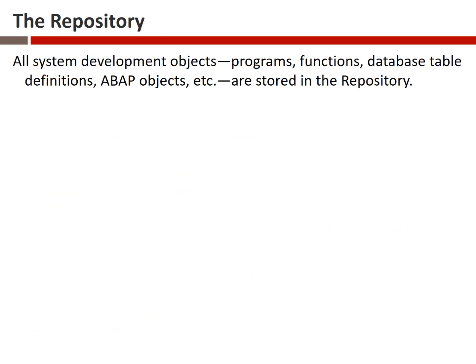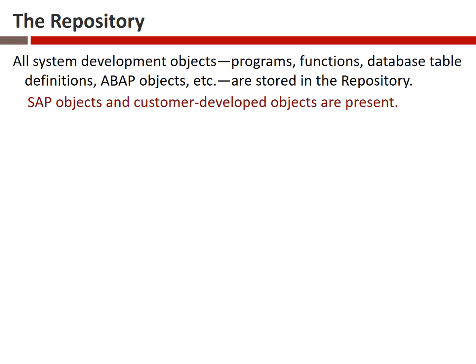Let's talk about that for just a second as our last point in this discussion. Everything that we do in development will eventually go into this repository. That's where programs go. If we write functions that are standalone, they go into the repository. When we define a database table, that goes into the repository. When we create ABAP objects in the context of object-oriented programming, that goes into the repository. So the repository is this kind of massive system resource where all of the things that are used in development and execution of the system are stored.